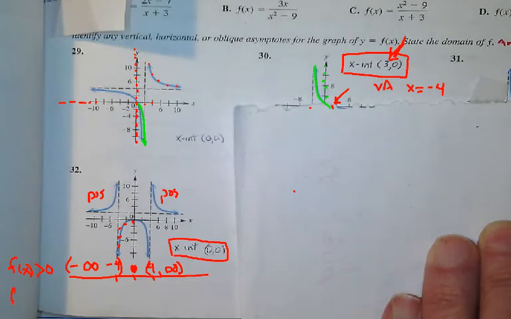When is the graph negative? It's not just one big thing that's negative. No siree. It's from negative 4 to 0, because once it hits 0, it's not negative anymore. And then on the other side of 0, it's negative again. So there's 2 places that it's negative, and there's 2 places that it's positive. Okay?